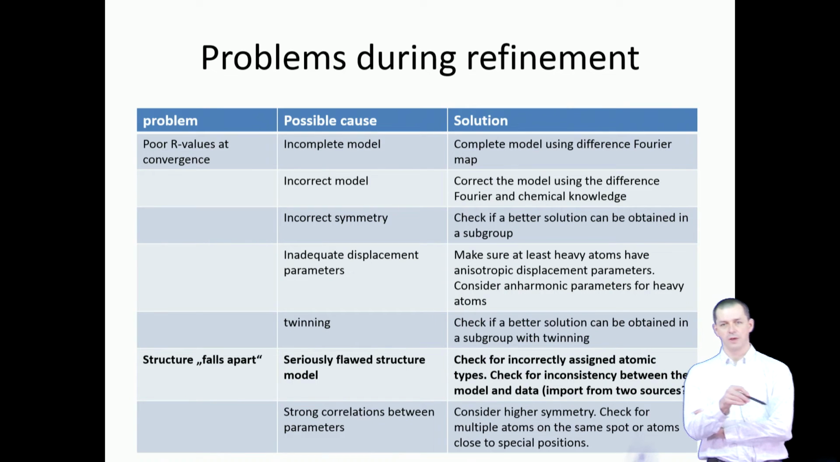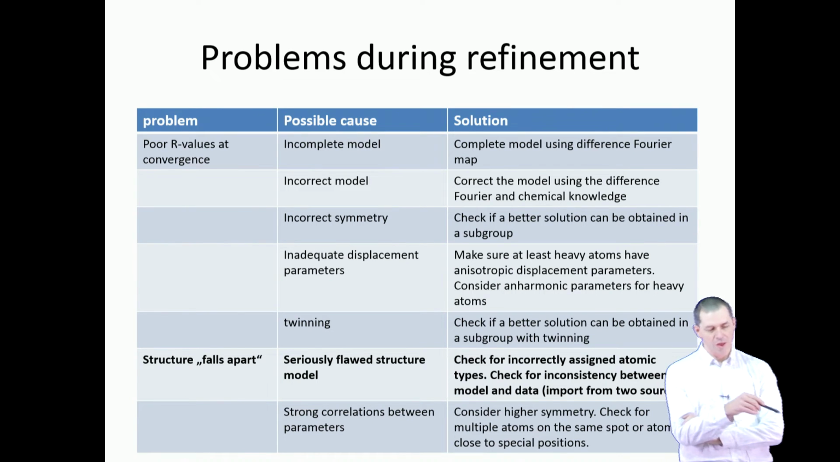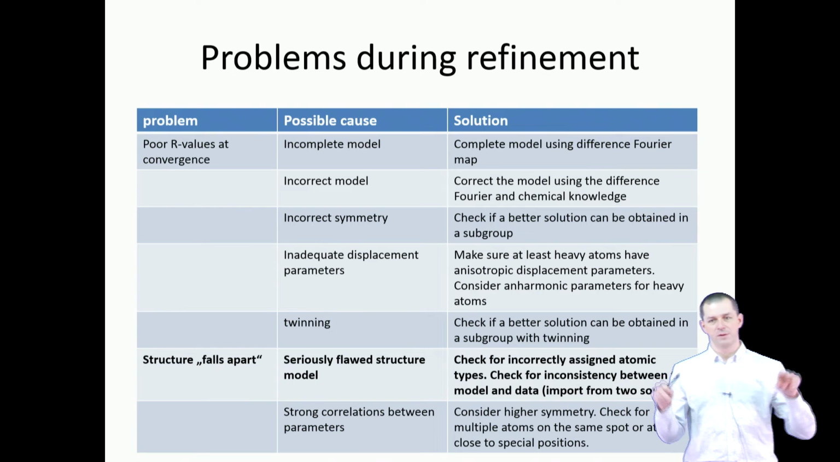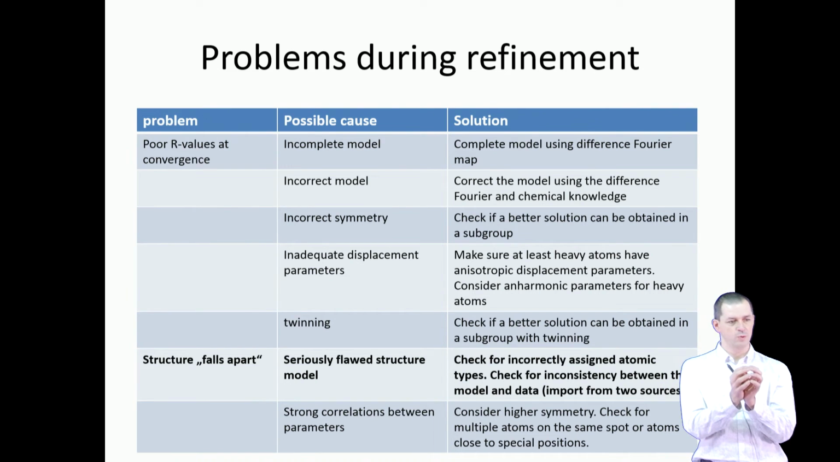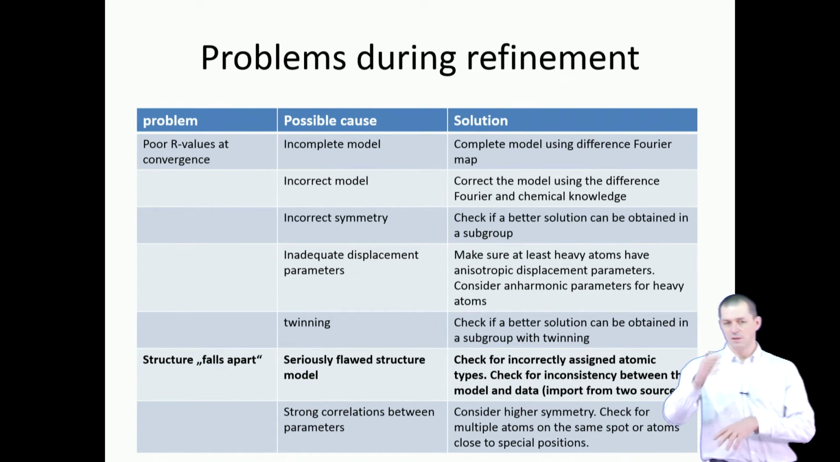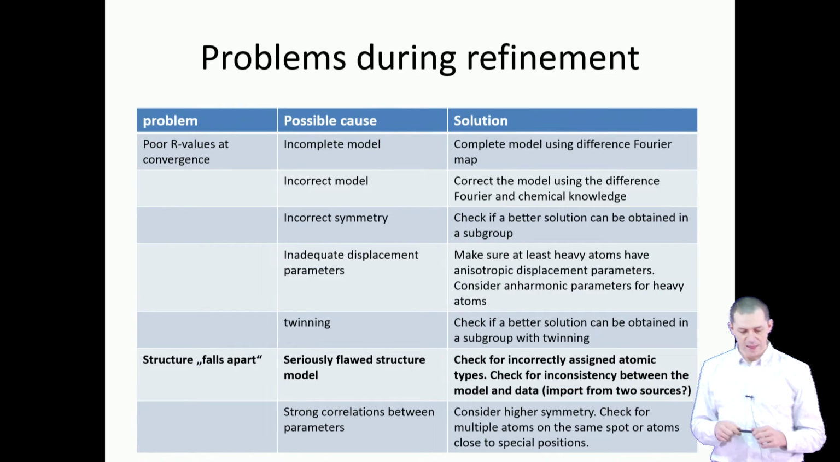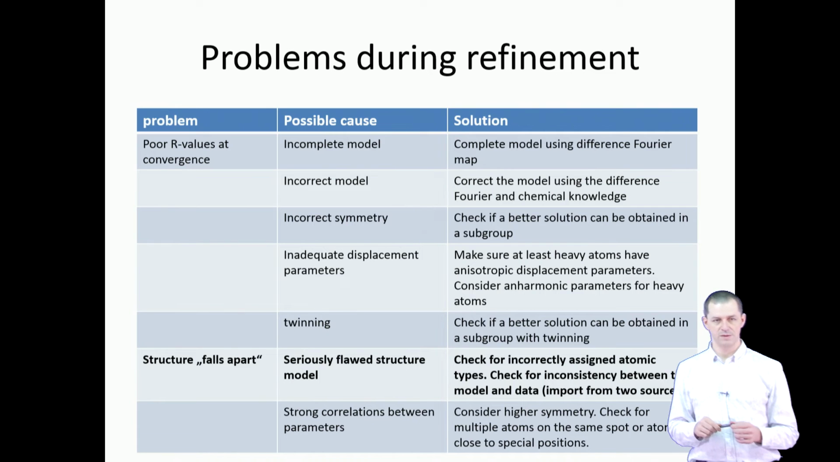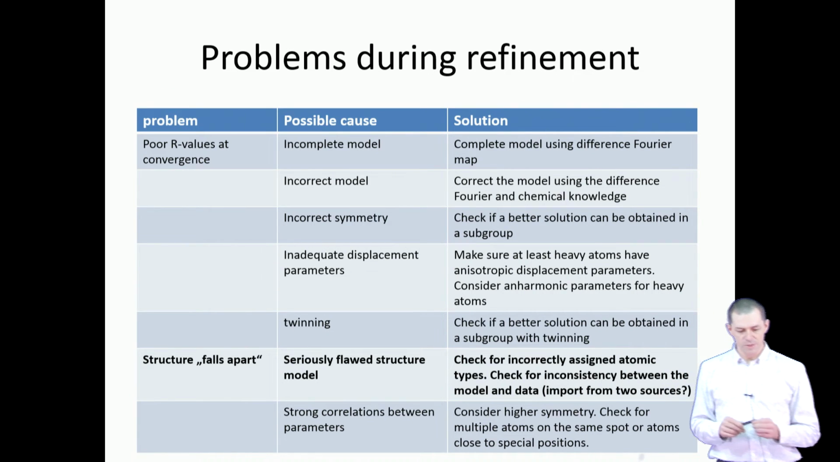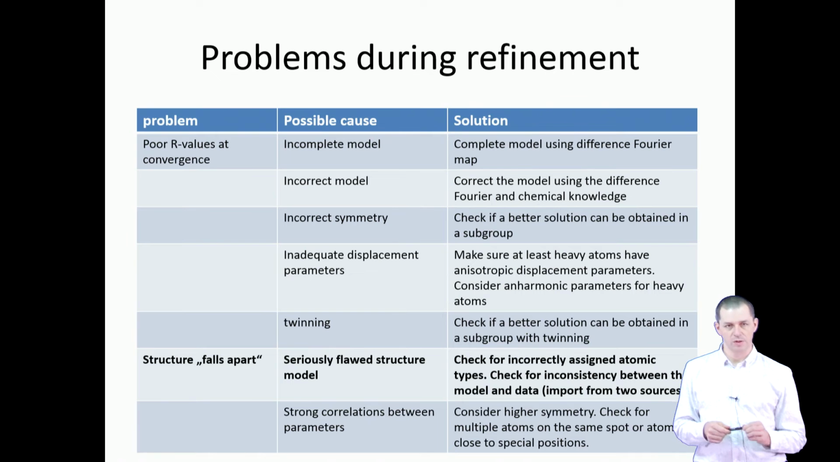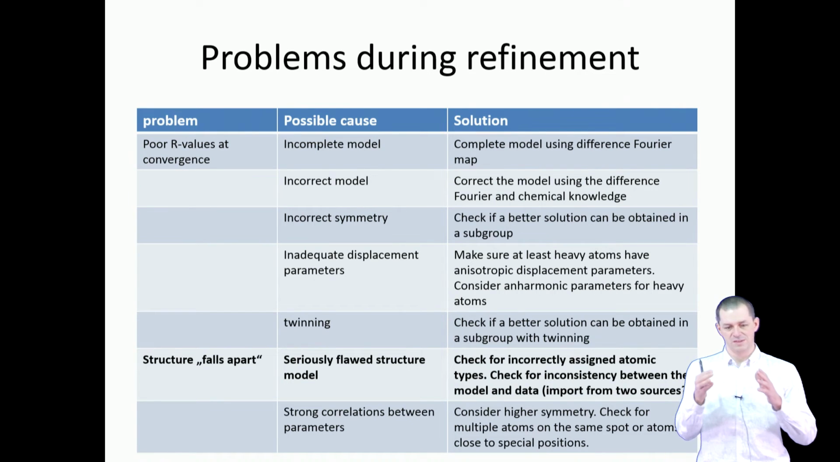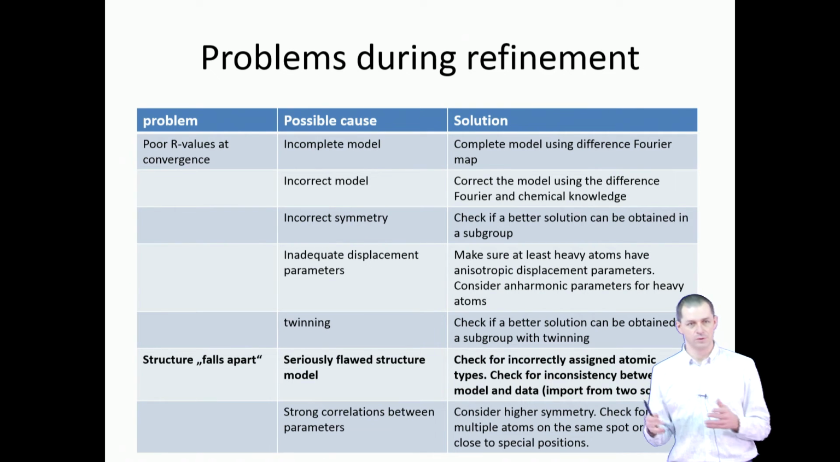Another problem that occasionally happens is that the structure falls apart. So the structure model that you have after the solution is okay, but then you do refinement, and the atoms move around in the unit cell, and the result doesn't make any sense. One possible cause is that your structure model is just seriously flawed. It doesn't match your data at all.